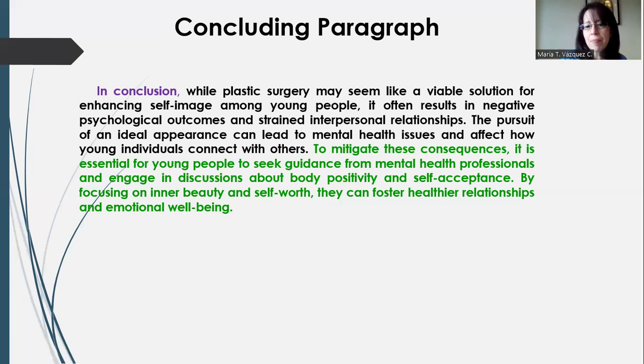And then we have another idea that says, to mitigate these consequences, it is essential for young people to seek guidance from mental health professionals and engage in discussions about body positivity and self-acceptance. By focusing on inner beauty and self-worth, they can foster healthier relationships and emotional well-being. What strategy do we have here? We have a suggestion, and then the last sentence could be like a prediction of what will happen if professional guidance is found.